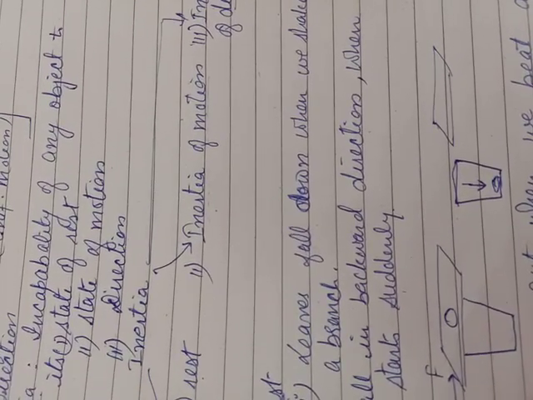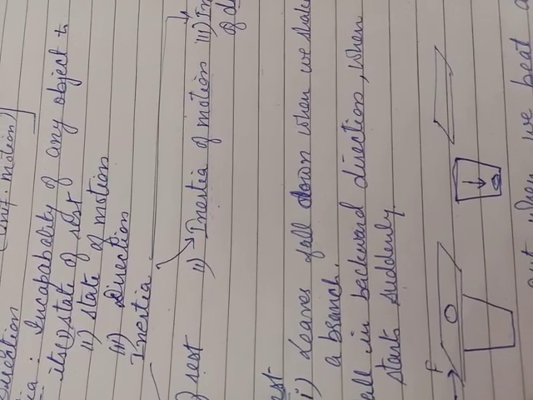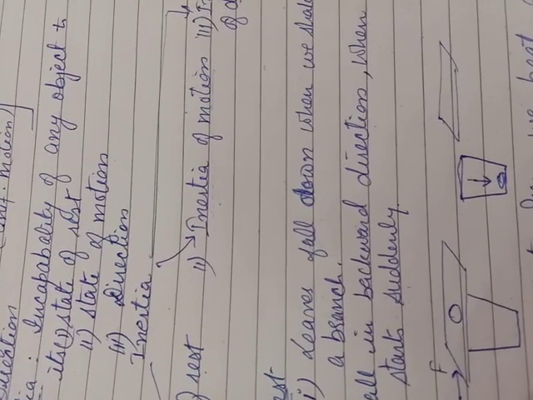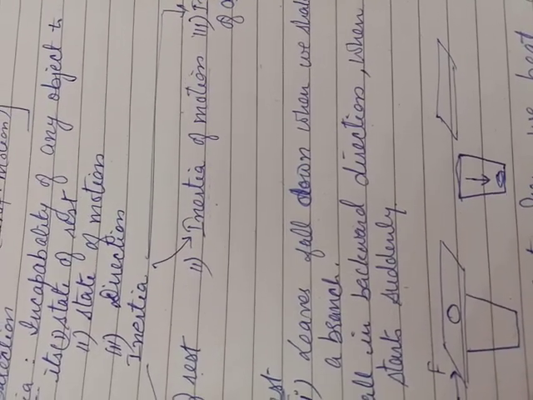The same is with fruit. When we shake the branch, the fruit remains at its position due to inertia of rest, and we are applying the force only on the branch. So the branch moves forward, the fruit remains there, and it gets detached from the branch.